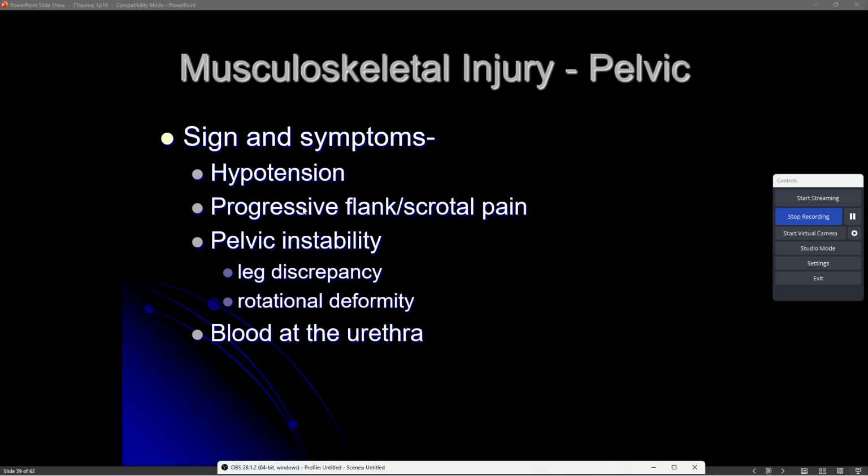If you suspect that there is a pelvic injury, yes, we're looking for hypotension due to bleeding, but we're also looking for blood in the urine or urethra, and we're looking for flank pain rotating down into the scrotum or the genitals.